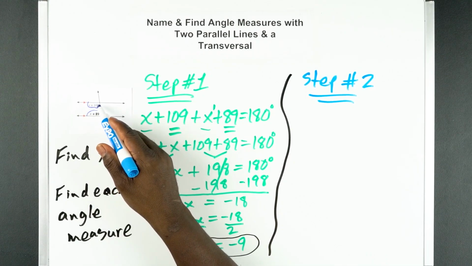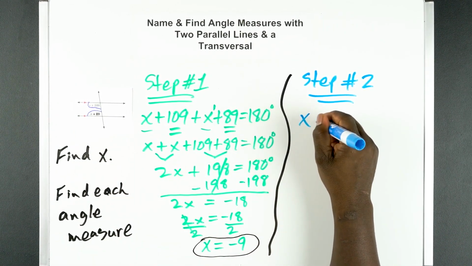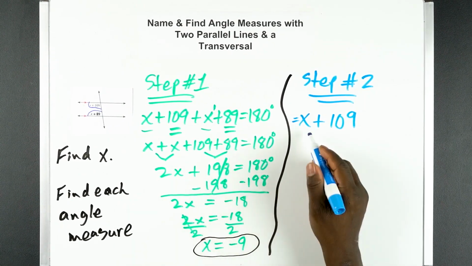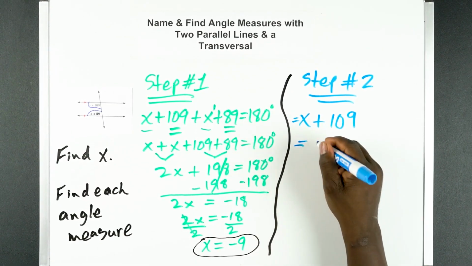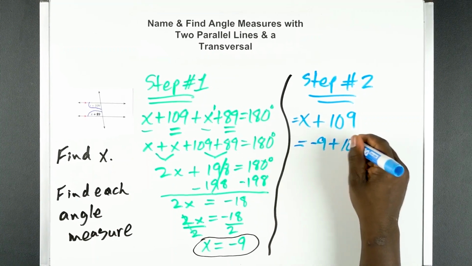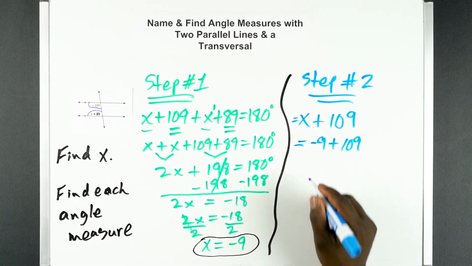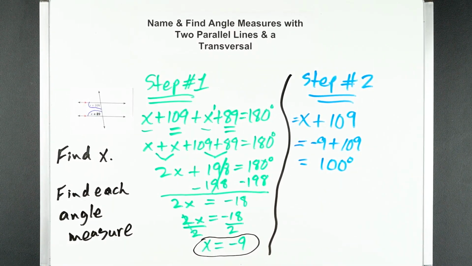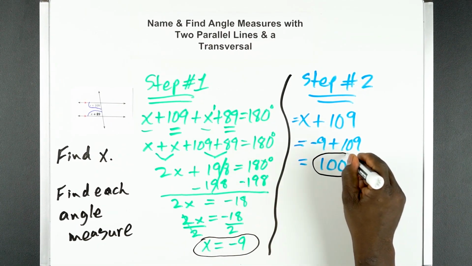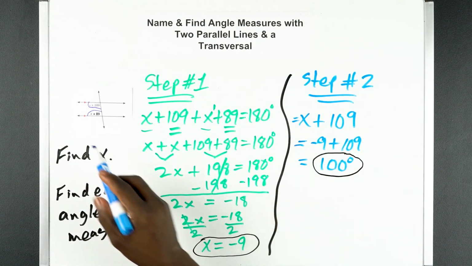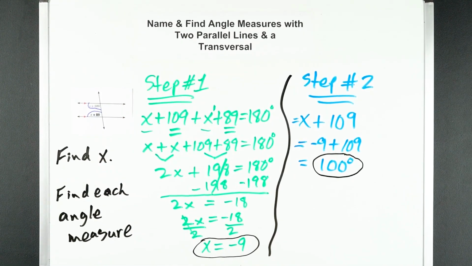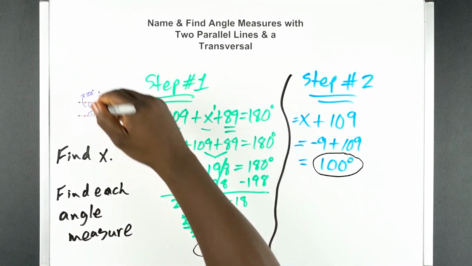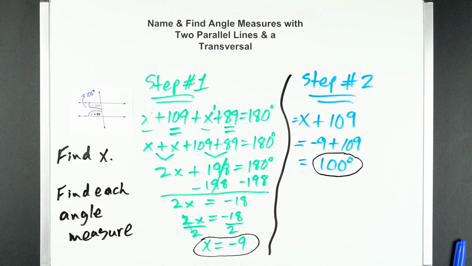So I'm going to take this expression over here, bring it over there, x plus 109, all right? Say equals that, all right? Now I'm going to substitute negative 9 for x and rewrite it again. So I have set that as equals negative 9 for x plus 109. Negative 9 plus a positive 109 gives us 100. 100 what? 100 degrees. Okay, we're a third of the way there. We have found one angle measure, 100 degrees. That is referring to this angle, x plus 109. Okay, so I'm going to go ahead and draw an arrow and just say right here, this is 100 degrees. We're doing great.